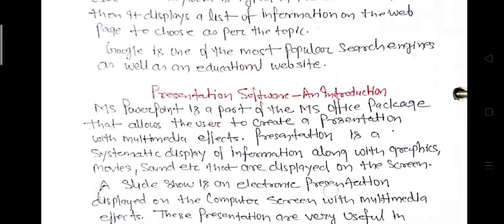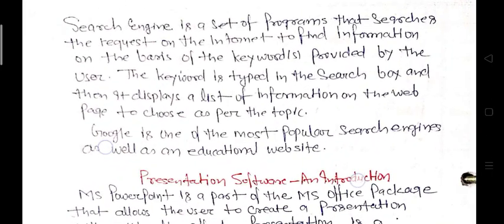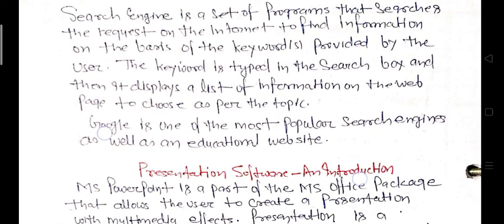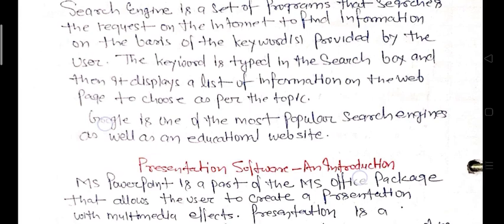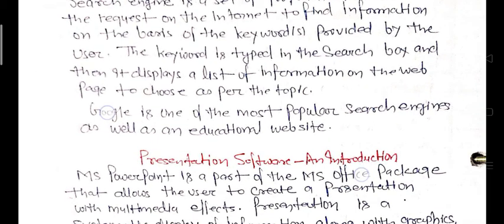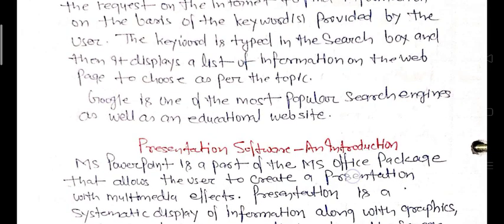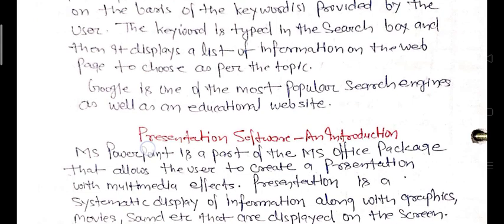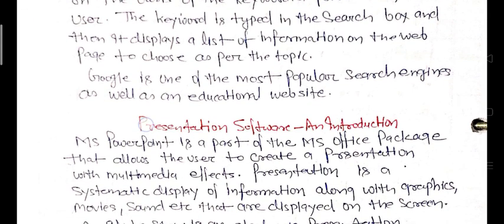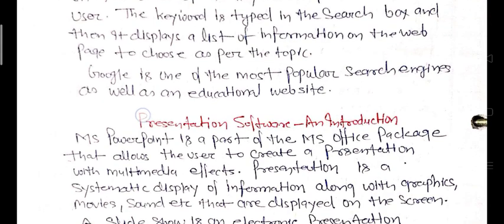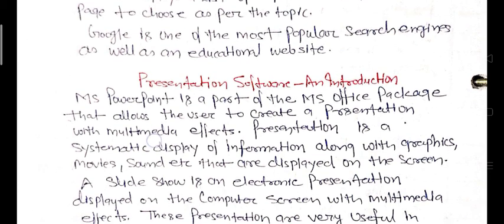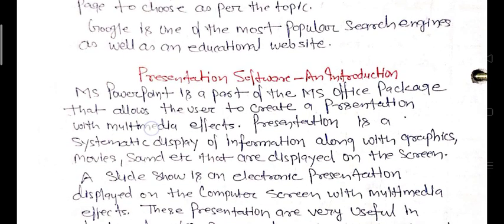A search engine is a set of programs that searches the request on the internet to find information on the basis of the keyword provided by the user. The keyword is typed in the search box and then it displays a list of information on the web page to choose from as per the topic. Google is one of the most popular search engines as well as an educational website.